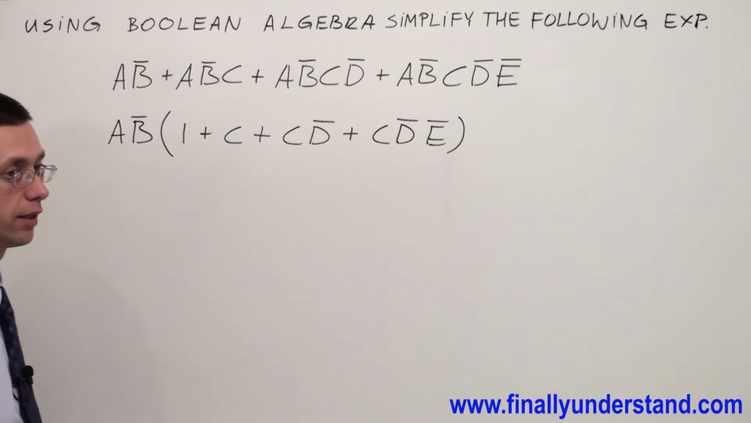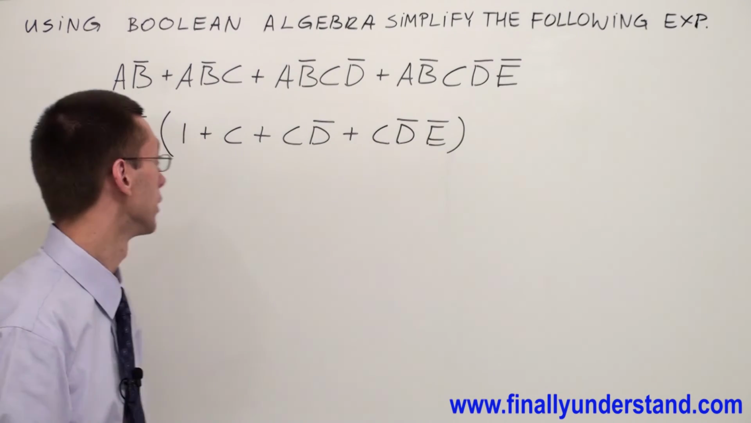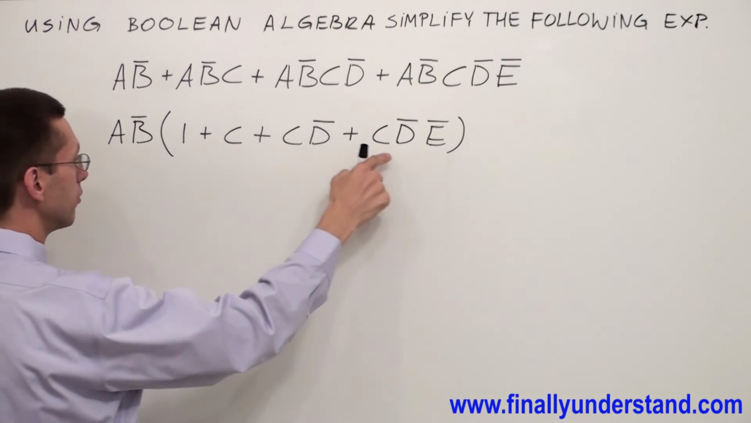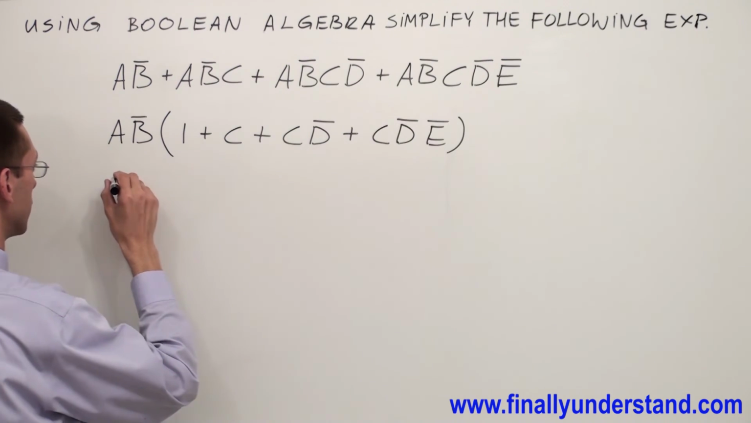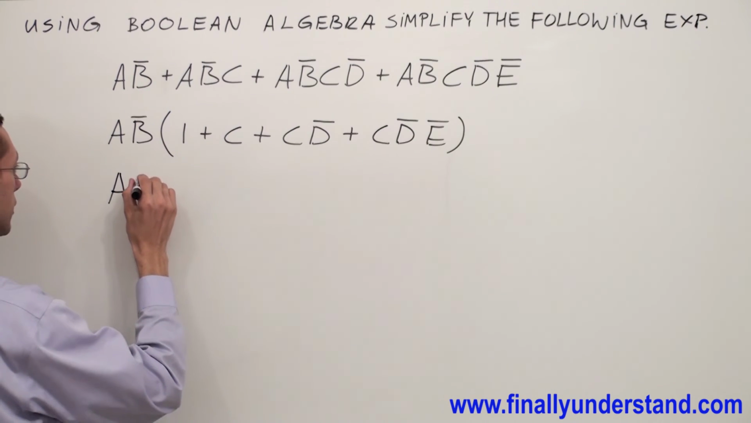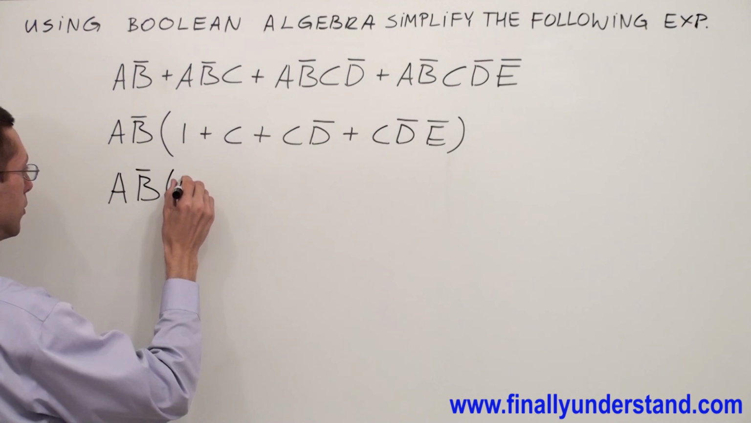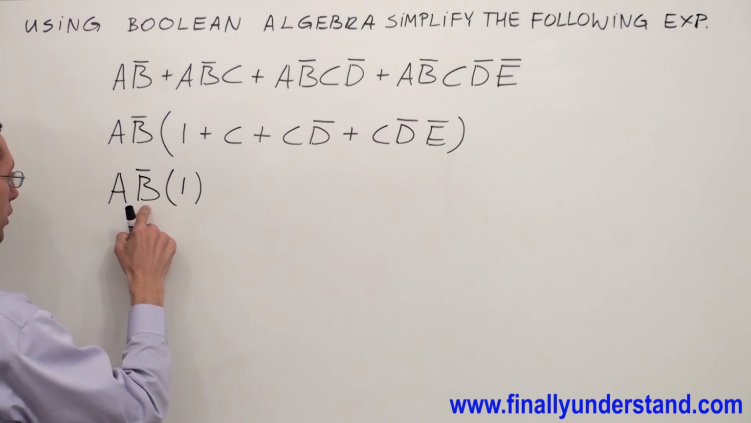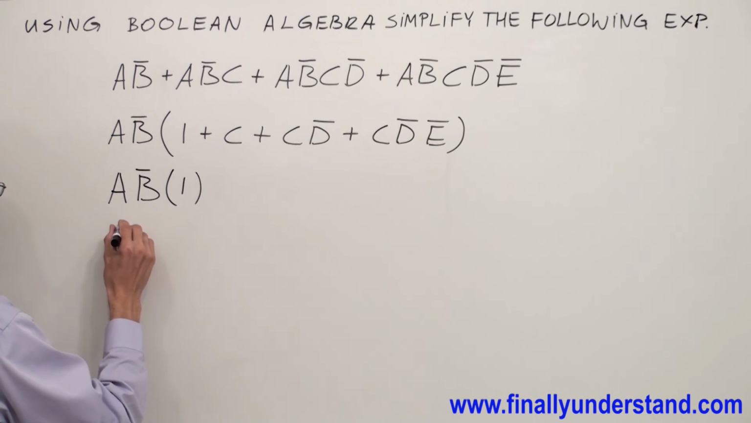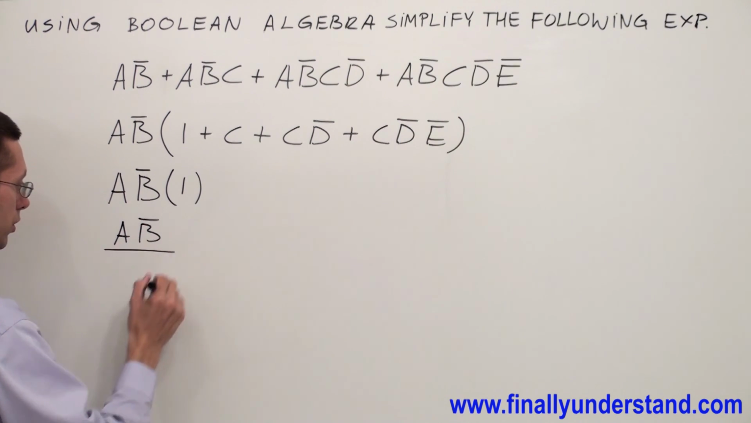Remember, anything OR with 1 will give me always 1. That's why everything, whatever I have in parentheses, is equal to 1. And I have a, b naught multiplied by 1. A, b naught times 1 is always a, b naught. And this is the solution to the problem.